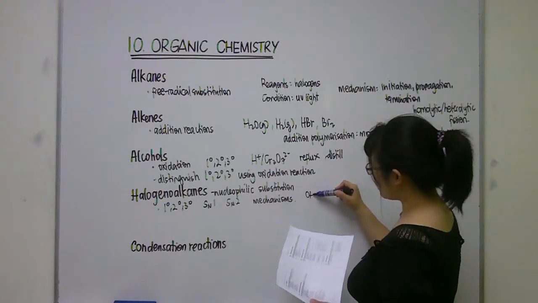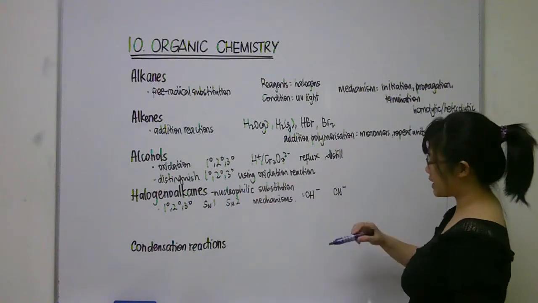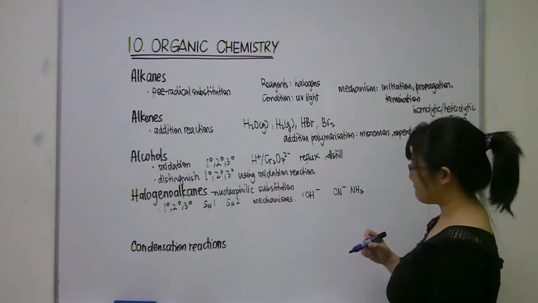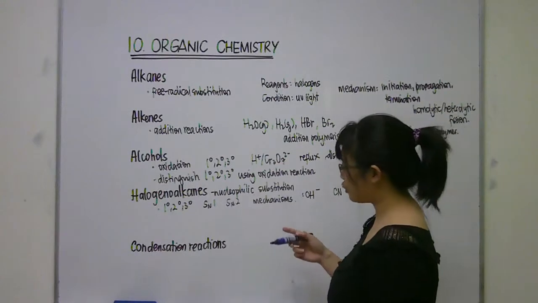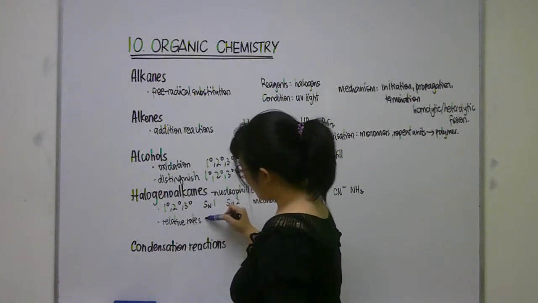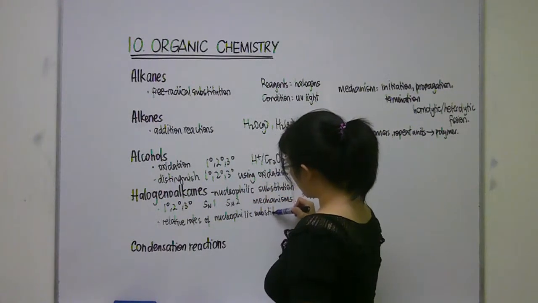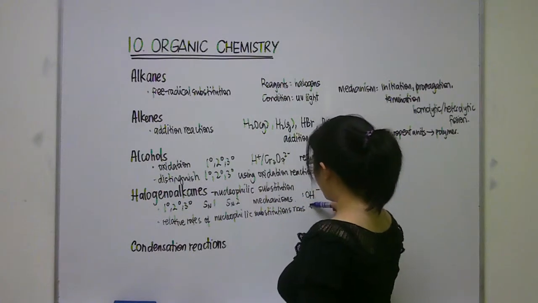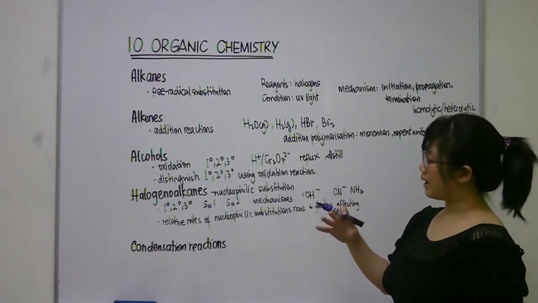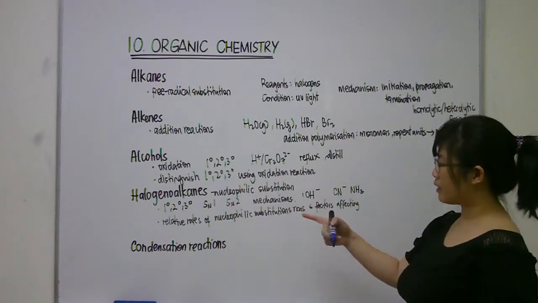Now, for the higher level, there are more things that need to be studied. In standard level, the only nucleophile that you need to be concerned about is OH minus. But in higher level, you need to also add CN minus and amine or ammonia as nucleophiles. Also, in higher level, you need to be discussing the relative rates of nucleophilic substitution reactions and the factors that affect them, namely the type of halogen attached to your halogenoalkane and the strength of the nucleophile. So that will affect the rate of reactions.